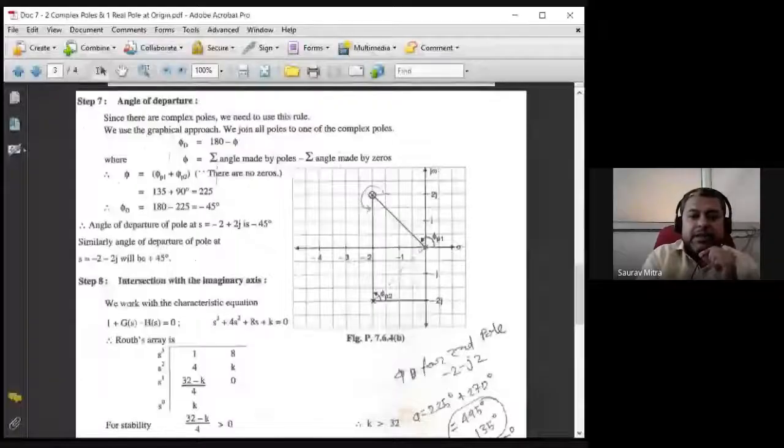The next step is the most important, for which this lecture has been convened: how to find the angle of departure. The angle of departure is 45 degrees or minus 45 degrees, but how to find that, I am going to show. After I launch my document, I will show you how to find that the angle of departure from the point minus 2 plus 2j is actually going to be minus 45 degrees. Now here is the step. First you have to draw these three poles. The first pole is at 0, the second pole is at minus 2 plus 2j, and the third pole is at minus 2 minus 2j.